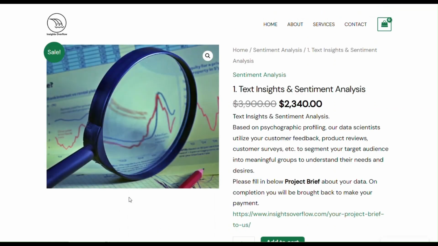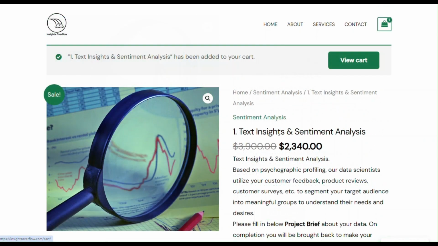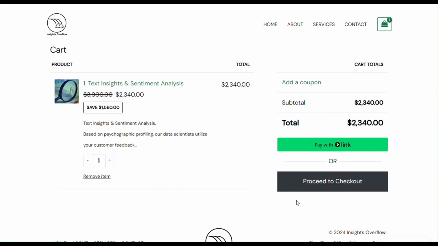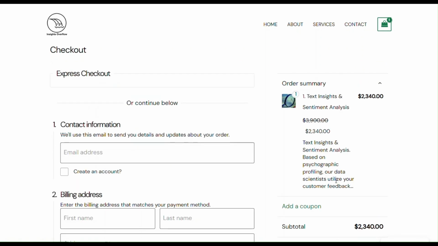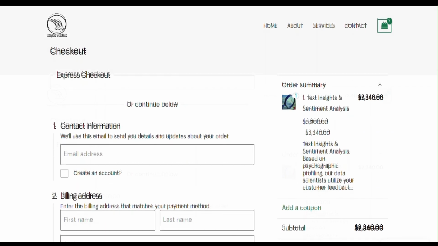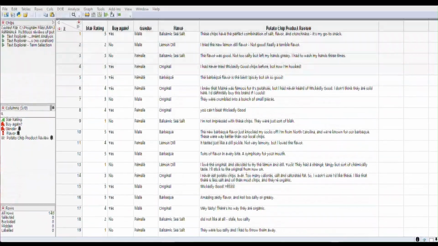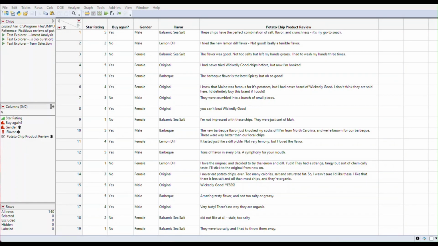Once you've submitted the file, you'll be taken back to the orders page where you can continue and make your payment. Once we've received your file, we'll examine it and prepare it for analysis.